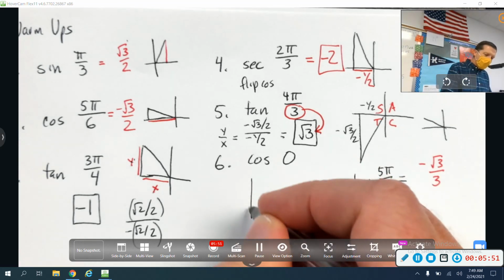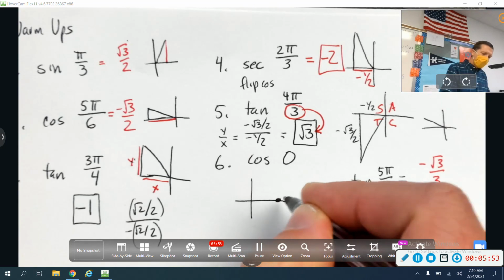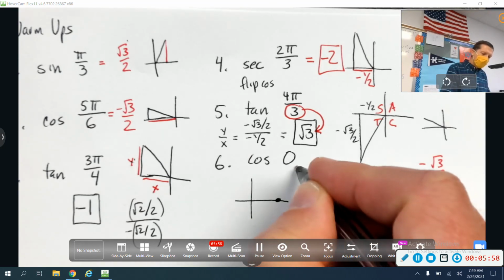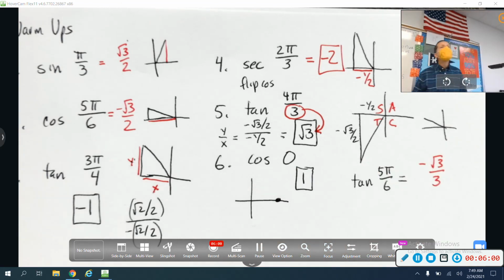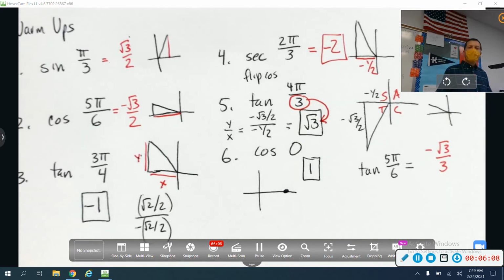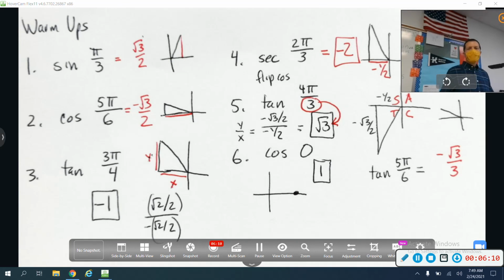Cosine of 0, 0 is right there. That x coordinate is 1, so the answer is 1. Not much to that one. We'll probably do more unit circle warm-ups tomorrow just to keep our brain working on unit circle.